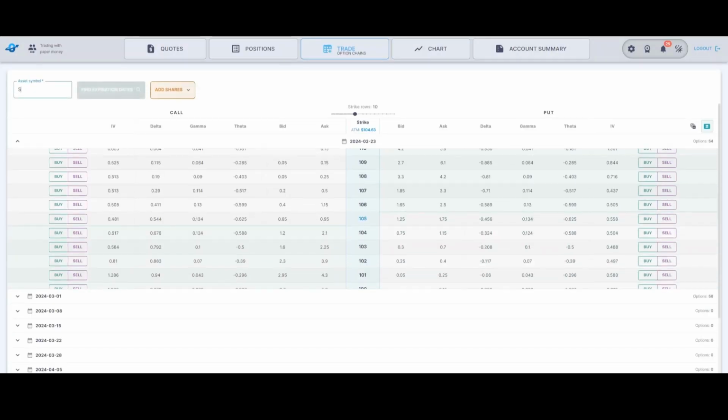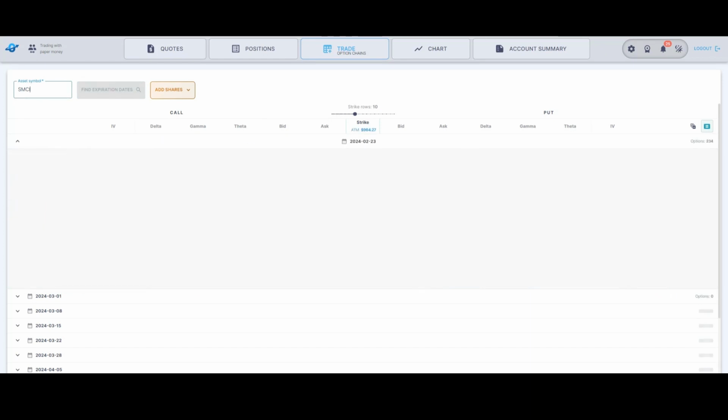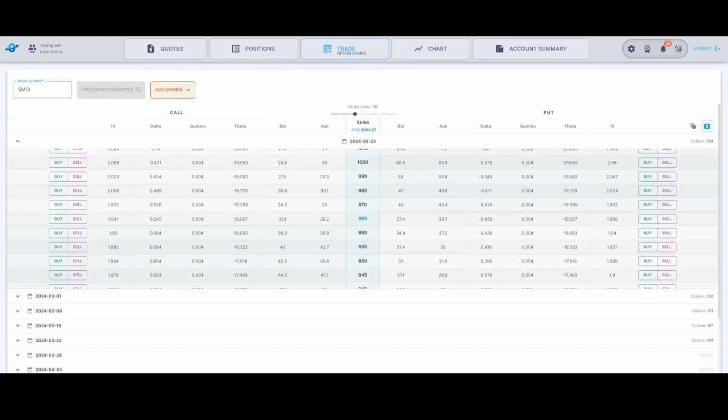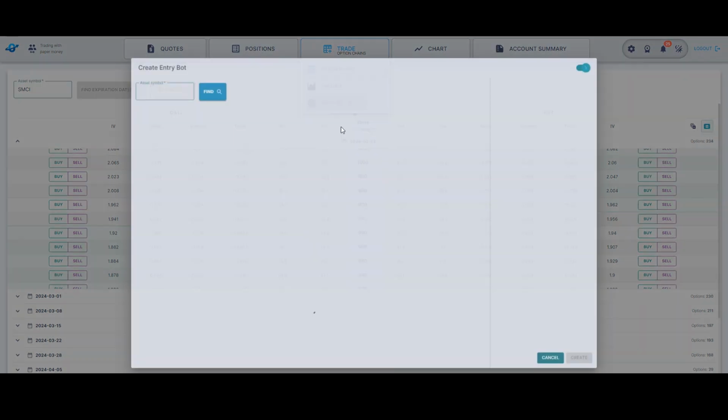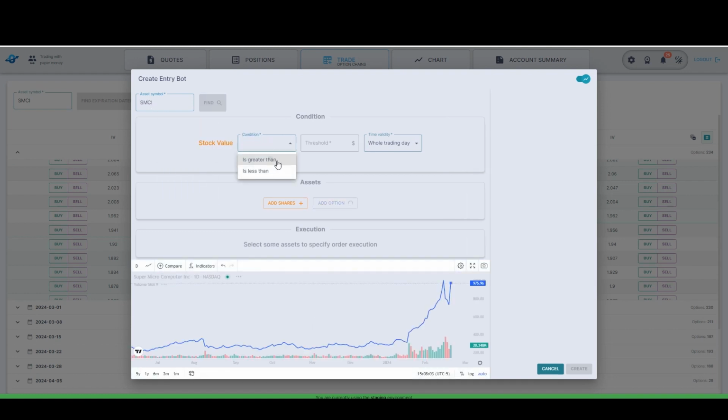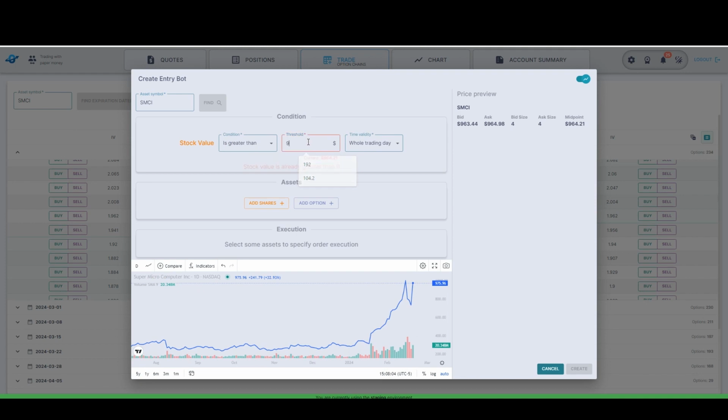All right, let's jump into a trade for SMCI. We know this is going to go up, so let's just take advantage of the delayed data that we're using right now just to test this. We're going to say anything above 962. We're currently trading 964, so let's do a little bit higher, say 965. We'll do an entry bot, SMCI, and we're going to buy if the stock goes greater than 965. Currently trading right in here.